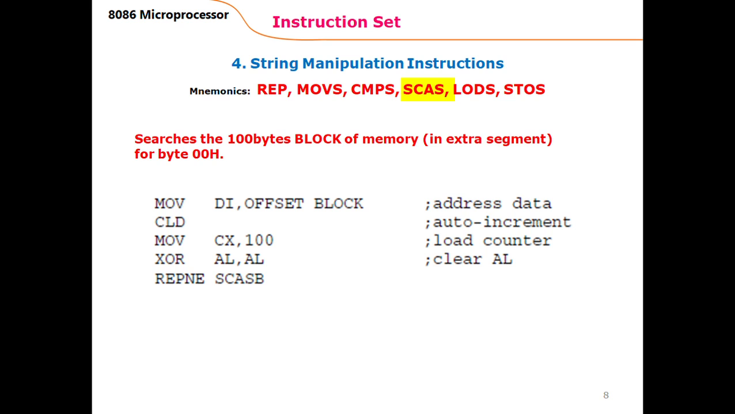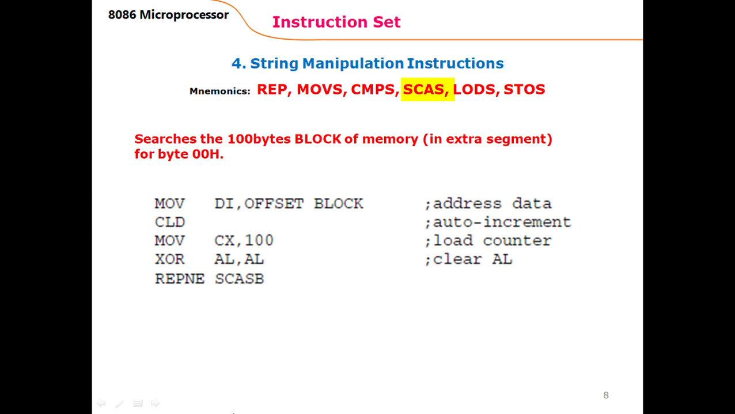There is a simple procedure that is using the scan string instruction with byte, and it is using the repeat prefix, repeat if not equal. So here this procedure searches a 100 byte block of memory in the extra segment for byte 00H. There is a block of string data named BLOCK, and that block of 100 bytes is defined in the extra segment.